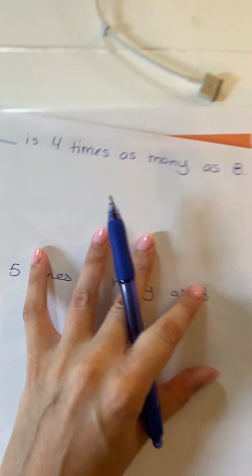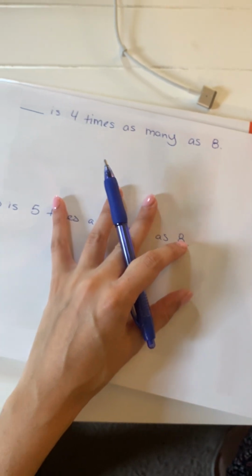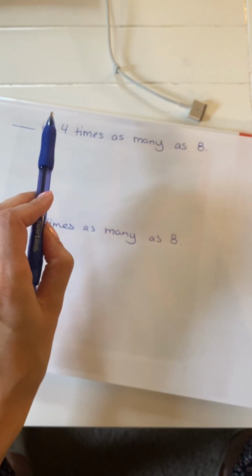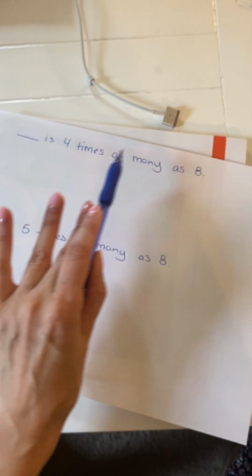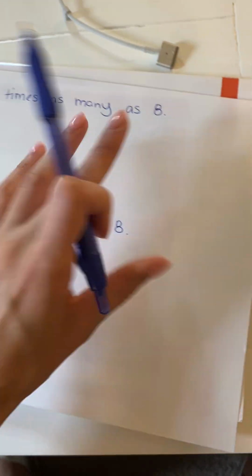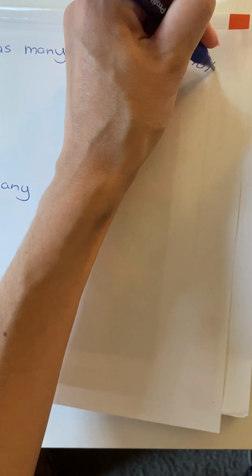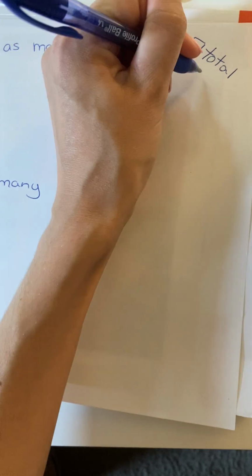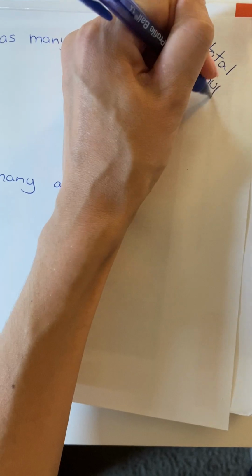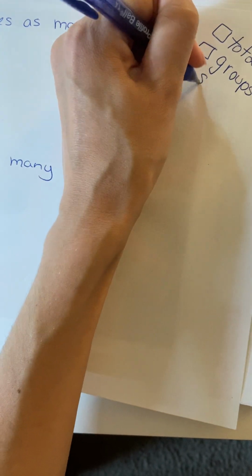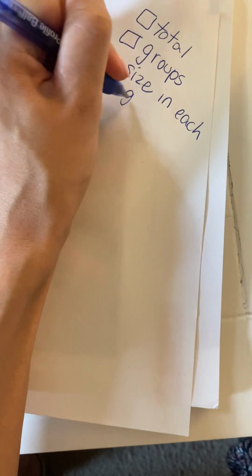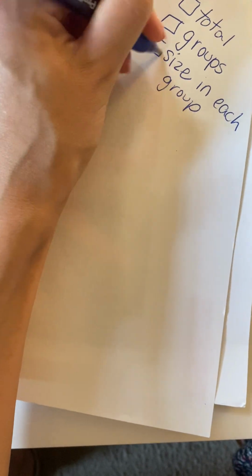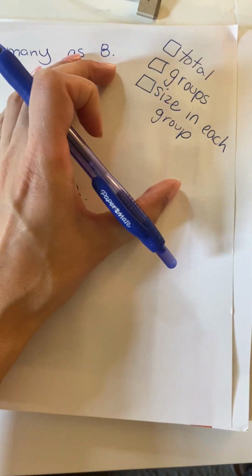So here is one of the questions. Blank is 4 times as many as 8. So when we're working with multiplication and division, I want you to think of 3 categories: the total, groups, and the size in each group. Okay, those are super important.